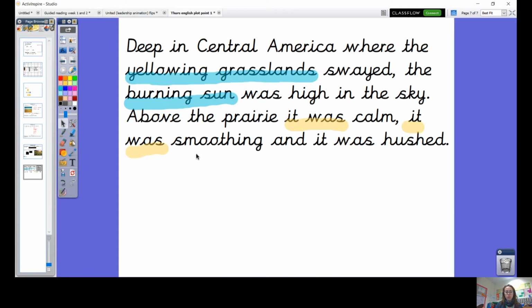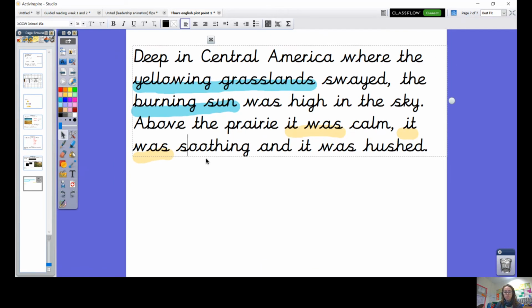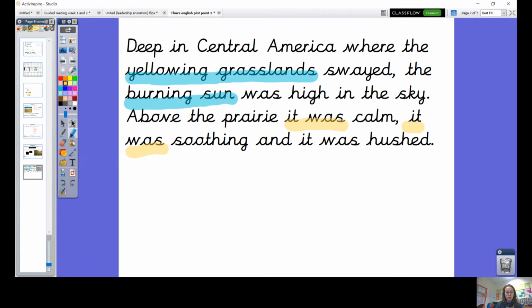I've written smoothing. That's a good job I checked, wasn't it? Very important to check through your writing afterwards. Above the prairie, it was calm, it was soothing, and it was hushed. So pause the video now. You do your sentence, either using my structure or structuring it a little bit more independently. Pause the video, off you go.